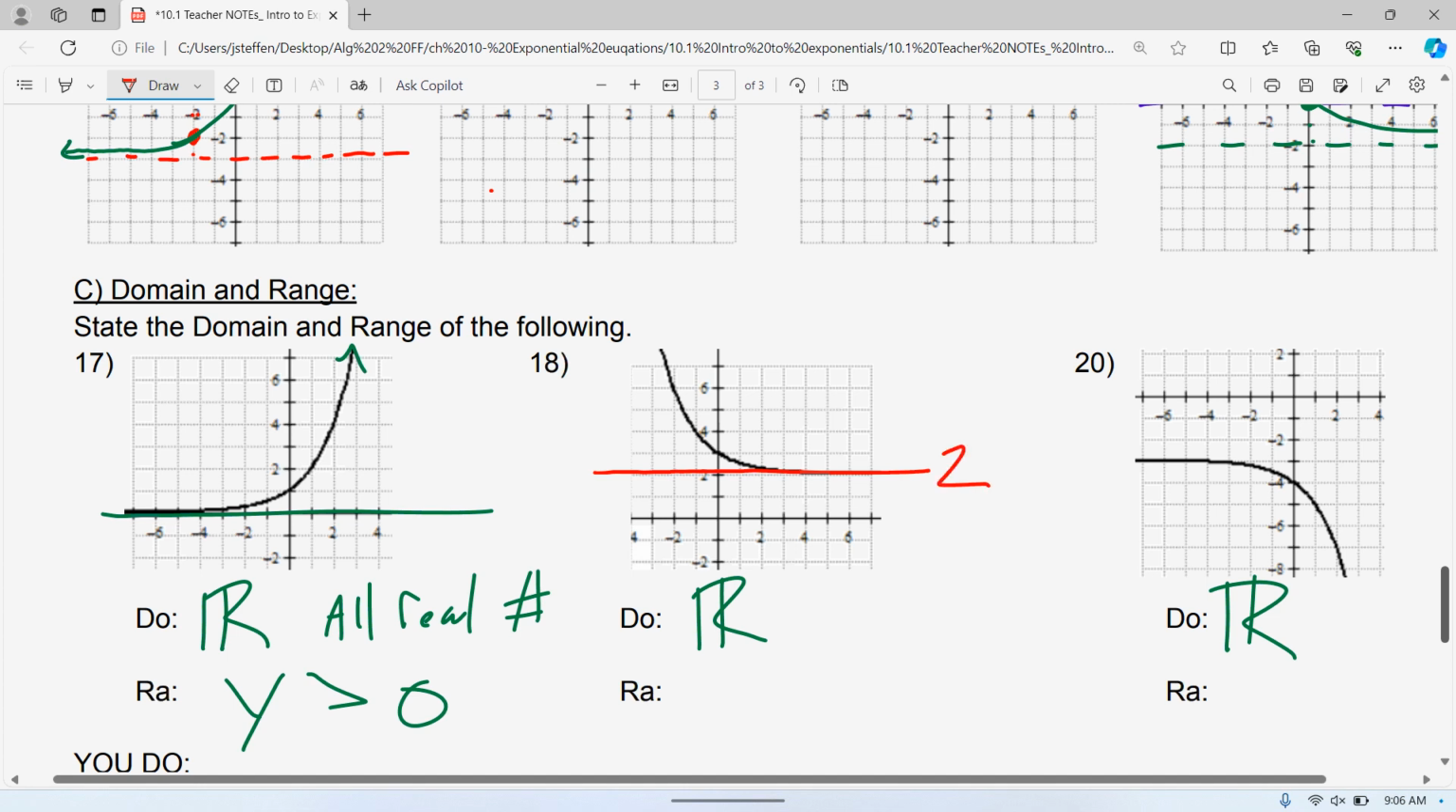My y is greater than 2, because again, it's above that line. It goes to positive infinity, and then as it comes down, it hits all the other numbers until it gets to 2, but it never actually hits 2.